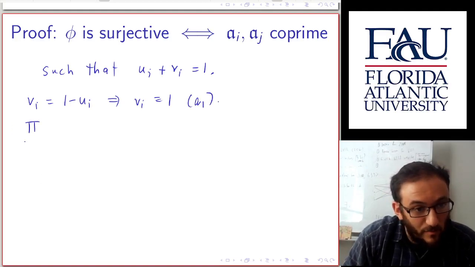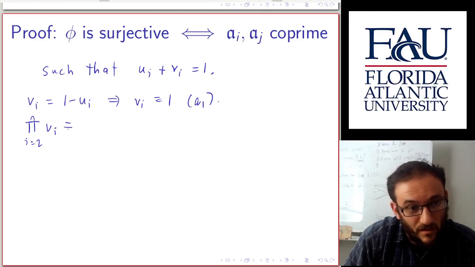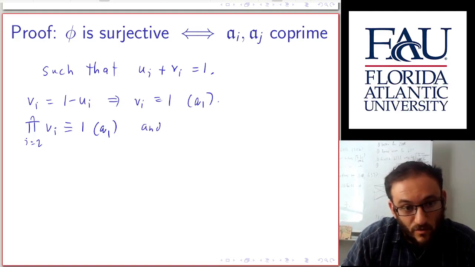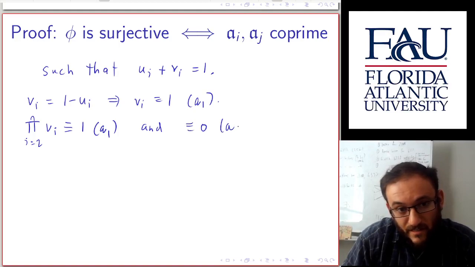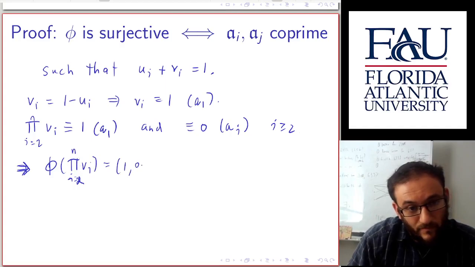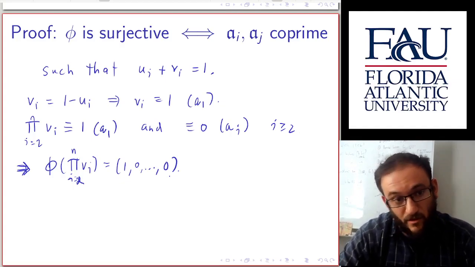So that means that the product from i equals 2 to n of vi is going to be congruent to 1 mod a1, but by properties of ideals, it's also going to be congruent to 0 modulo all of the other ideals, modulo ai for i greater than or equal to 2. And this tells us that phi of this product of the vi is going to be equal to our desired point. Okay, and as we said, that's enough to generate all other points. So that proves the second part of the Chinese remainder theorem.